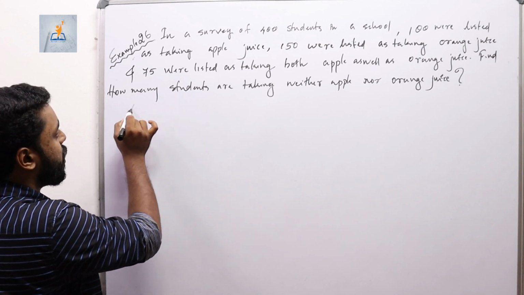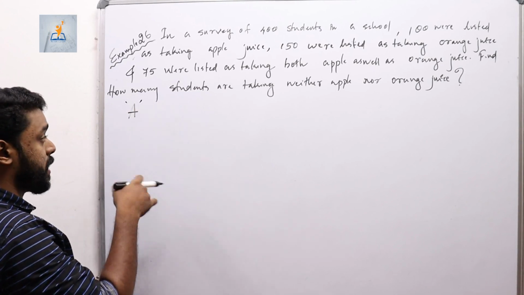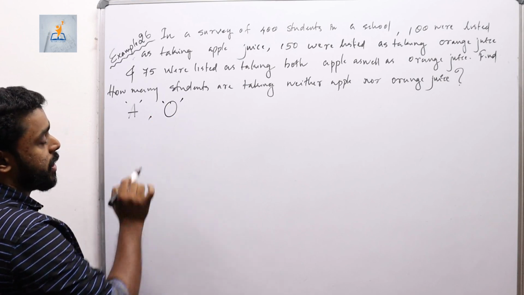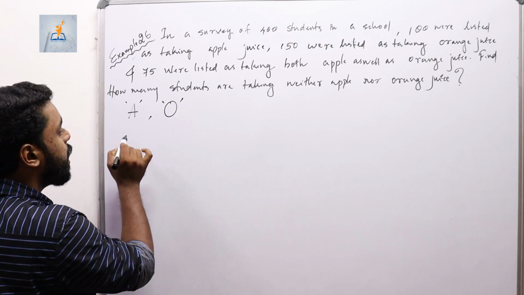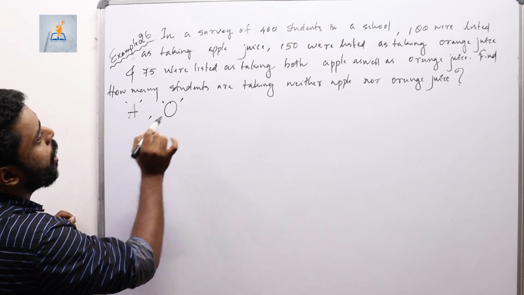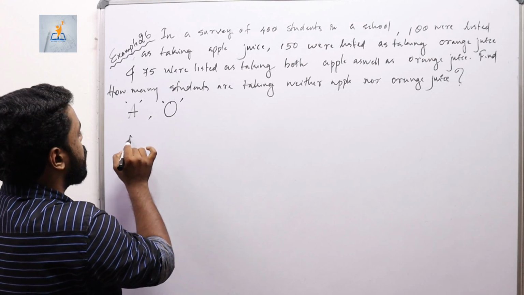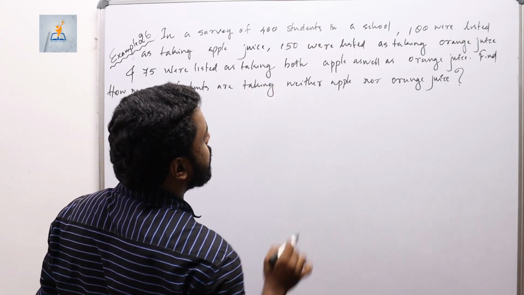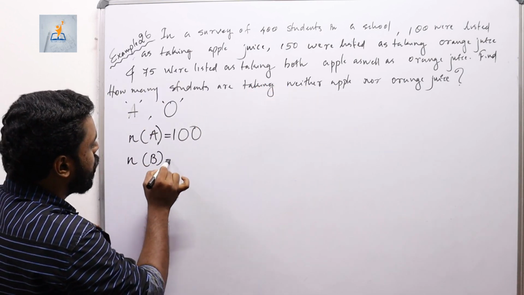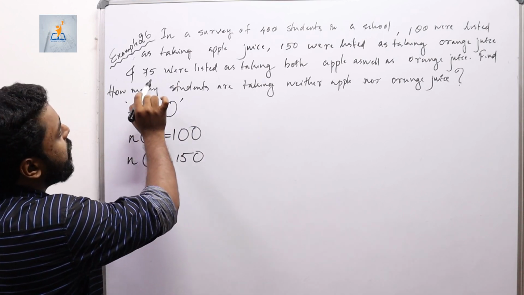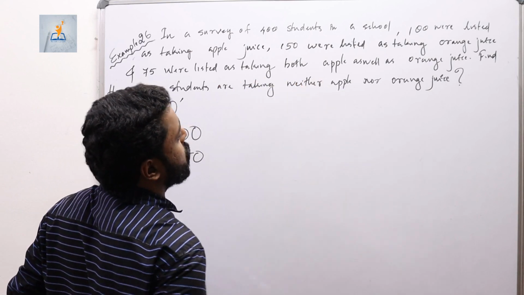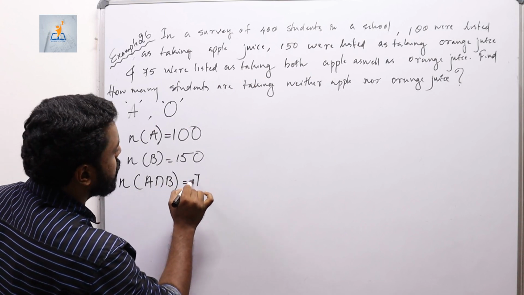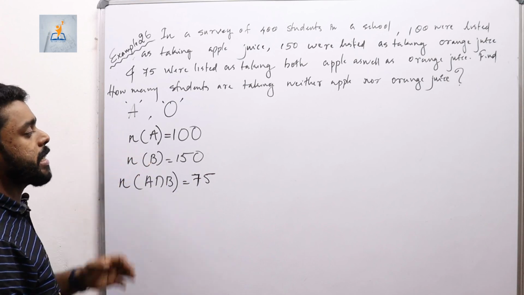Suppose that we give the name A for the set of all students who take apple juice, and O to denote the set of all students who take orange juice. Then according to the given information, 100 were listed as taking apple juice, which means n of A will be 100. Now 150 were listed as taking orange juice, therefore n of B will be 150. Next, 75 were listed as taking both apple as well as orange juice, therefore n of A intersection B will be 75. So these are all the things provided.